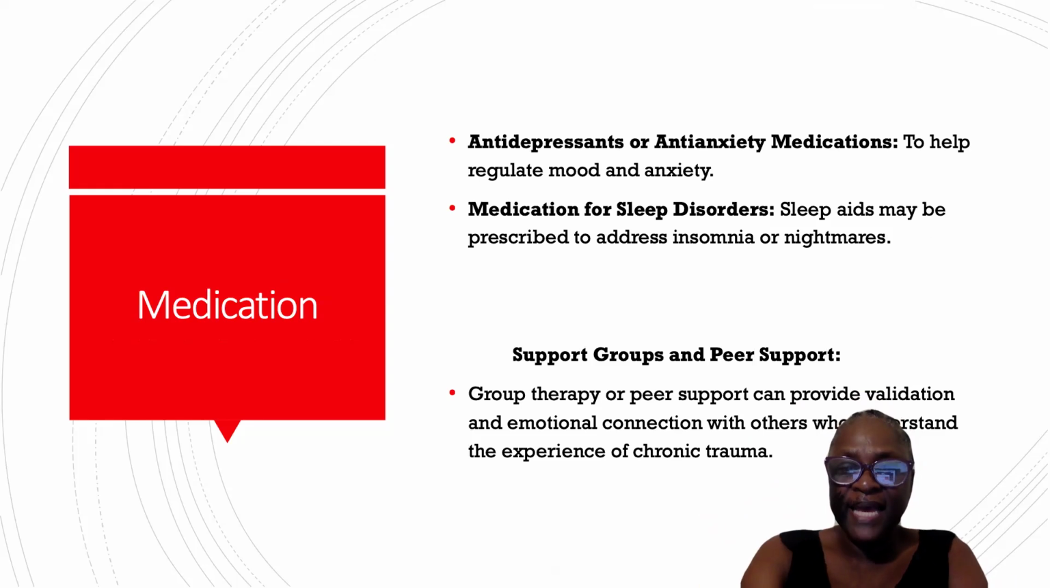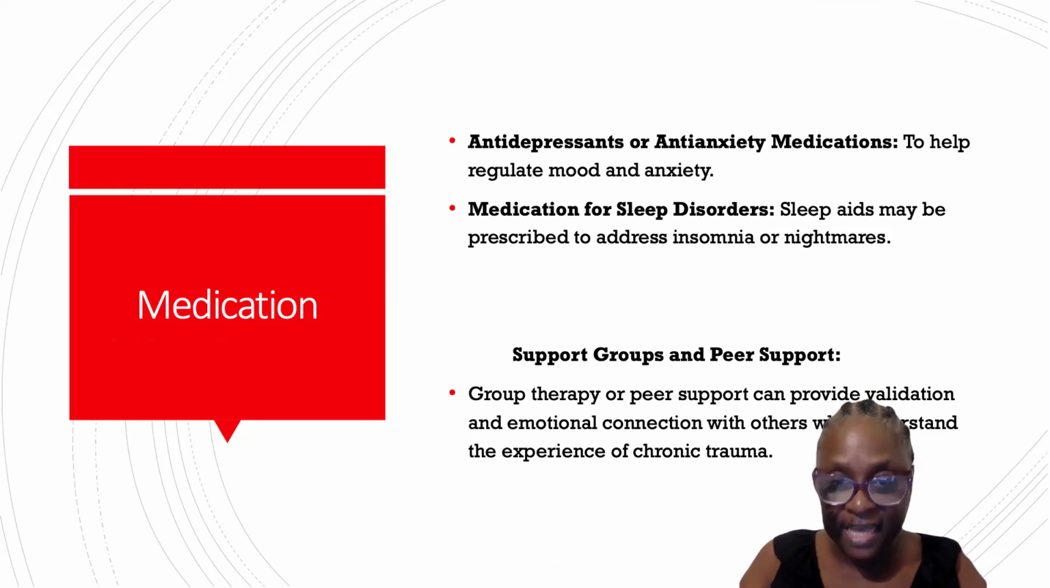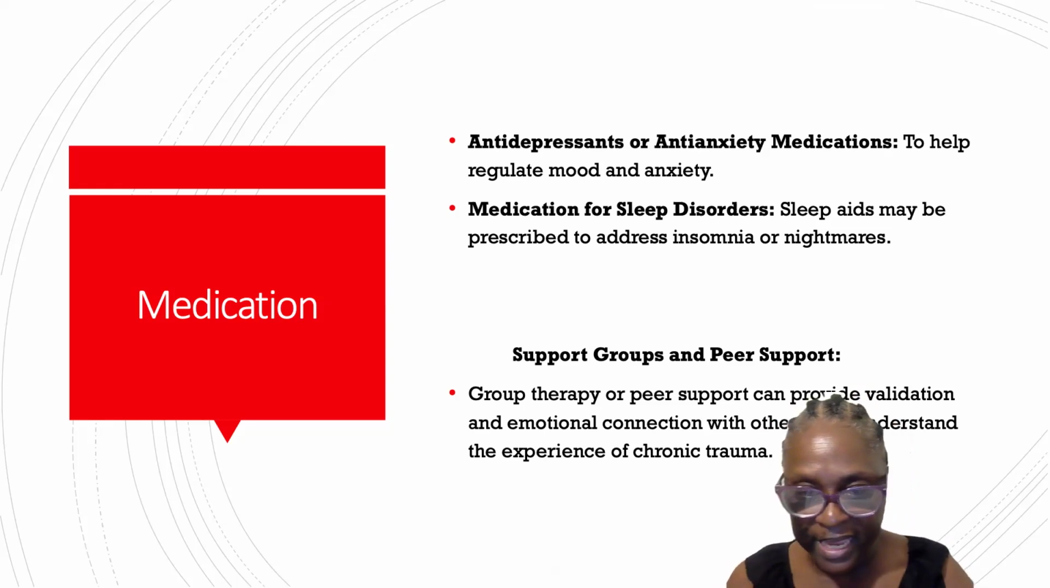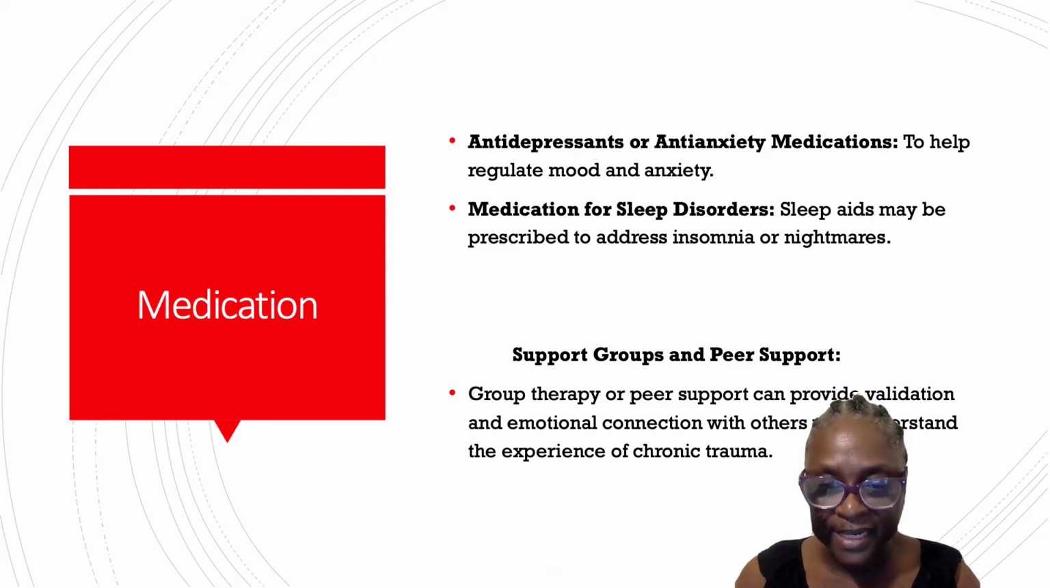Medications. Antidepressants or anti-anxiety medication to help regulate mood and anxiety. Medication for sleep disorders. Sleep aids may be prescribed to address insomnia or nightmares. Support groups and peer support. Group therapy or peer support can provide validation and emotional connection with others who understand the experience of chronic trauma.